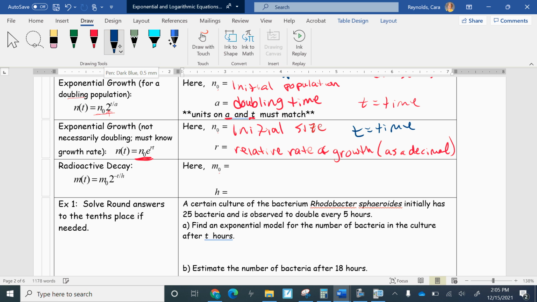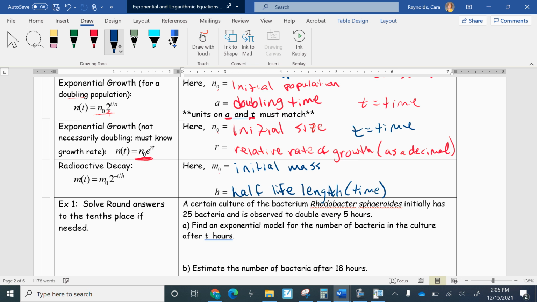All right, so again, M sub 0 is initial. M usually stands for mass. H is your half-life. Length or time usually.